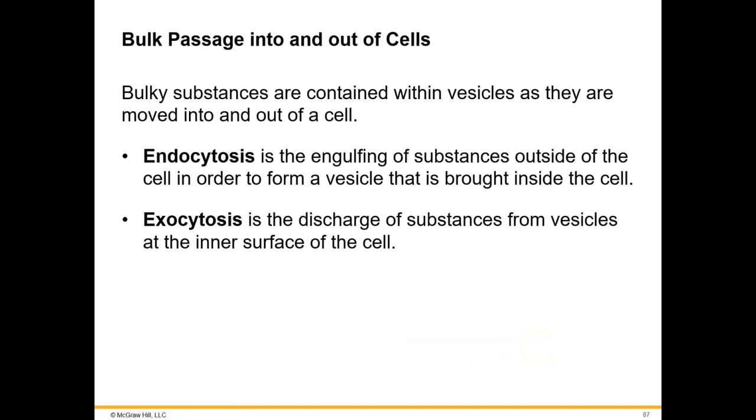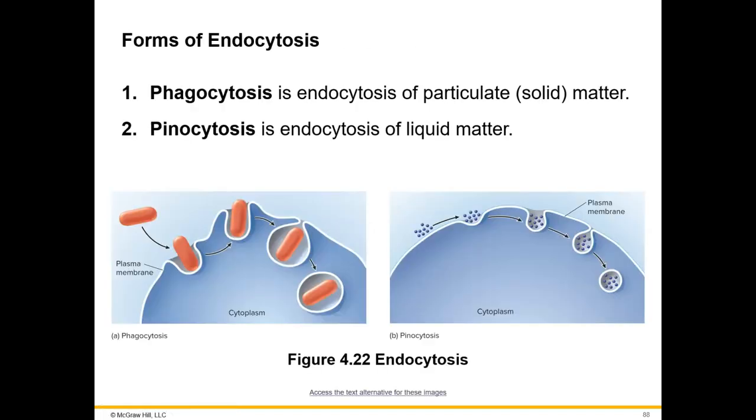When we talk about the passage into and out of the cells, we have to have ways to do that for bulky substances, and that's usually through vesicles, and we call that either endocytosis or exocytosis. We call it endocytosis when we're going into the cell, and exocytosis when we're going out of the cell. Here's what that looks like.